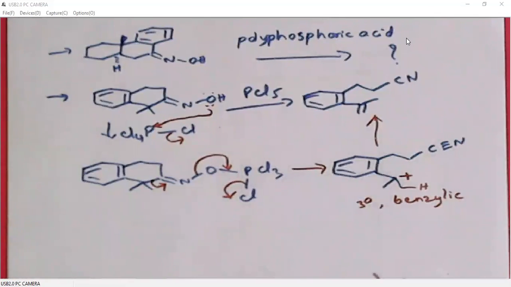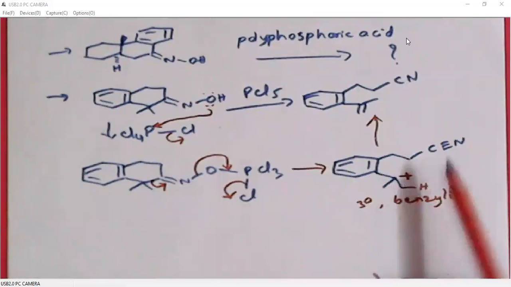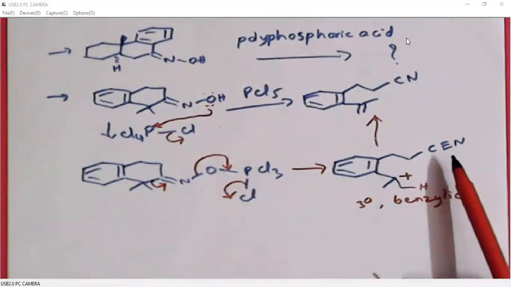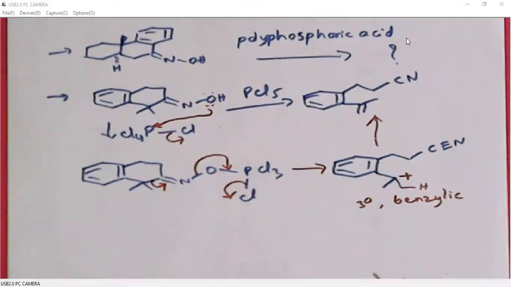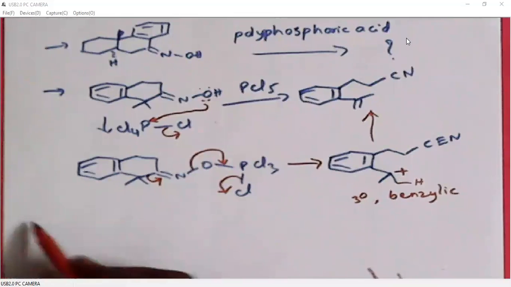So instead of alkyl migration, if there is a possibility for the generation of a more stable carbocation, then bond breaking may be possible in Beckmann rearrangement, and that generates nitriles instead of amides. I'll give you one more example for this.